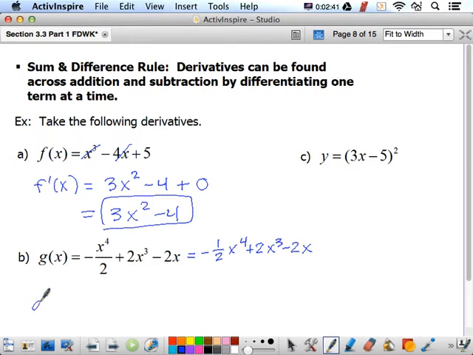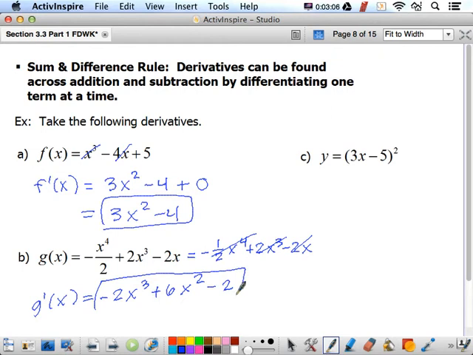We have g prime of x is equal to, what's 4 times negative 1/2? Negative 2x to the 3rd. So we're finished with the first term. And then positive 3 times positive 2 is positive 6x to the 2nd. And the derivative of negative 2x is just negative 2. That's it. So we have negative 2x cubed plus 6x squared minus 2. That's our derivative.